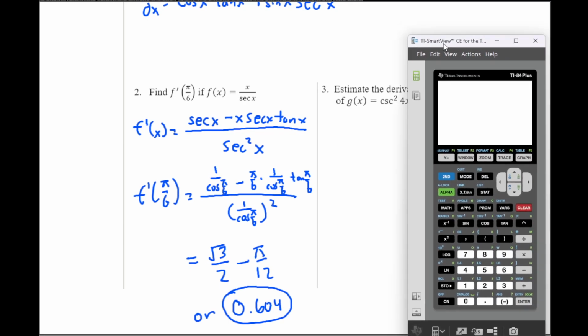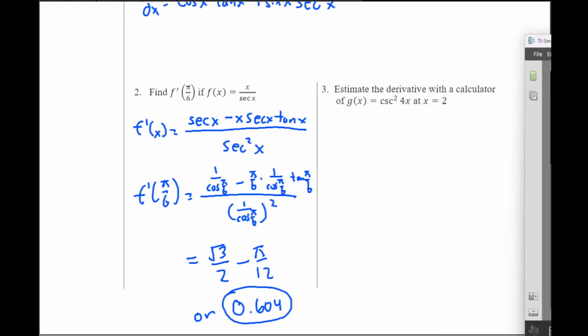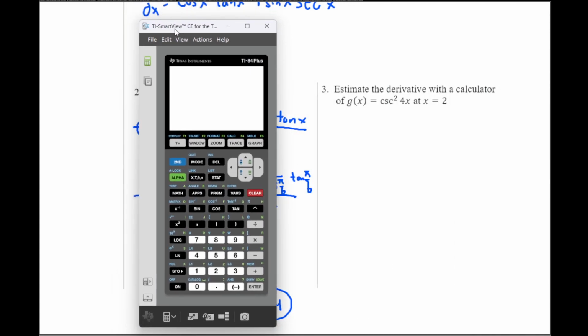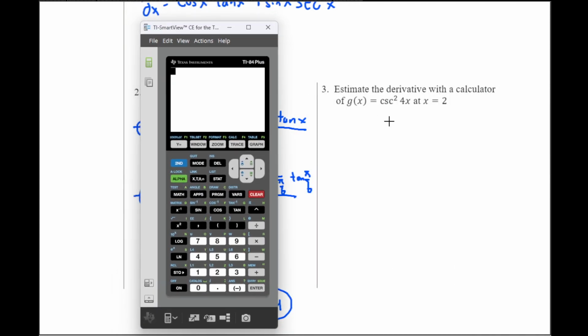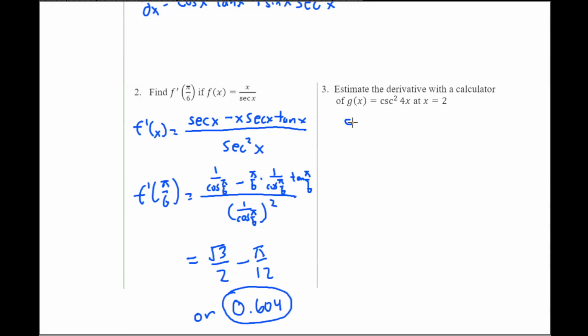All right, so next, estimate the derivative with a calculator. They said you can use a calculator this time, so let's use it. Estimate the derivative of this function at x equal to 2. So remember, if you want to write this on a calculator, you can rewrite this as g of x equals 1 over the sine of 4x, all squared. That's what we need to input in the calculator.